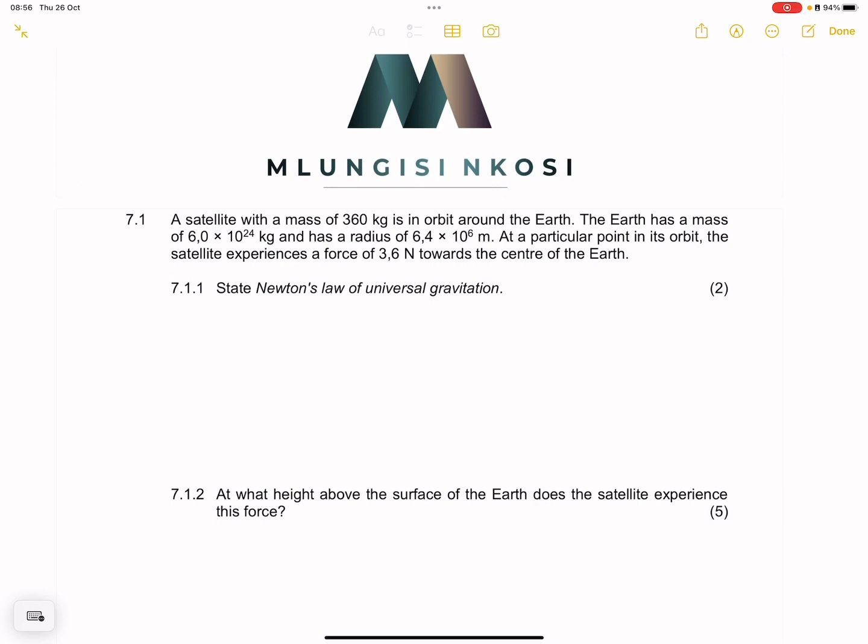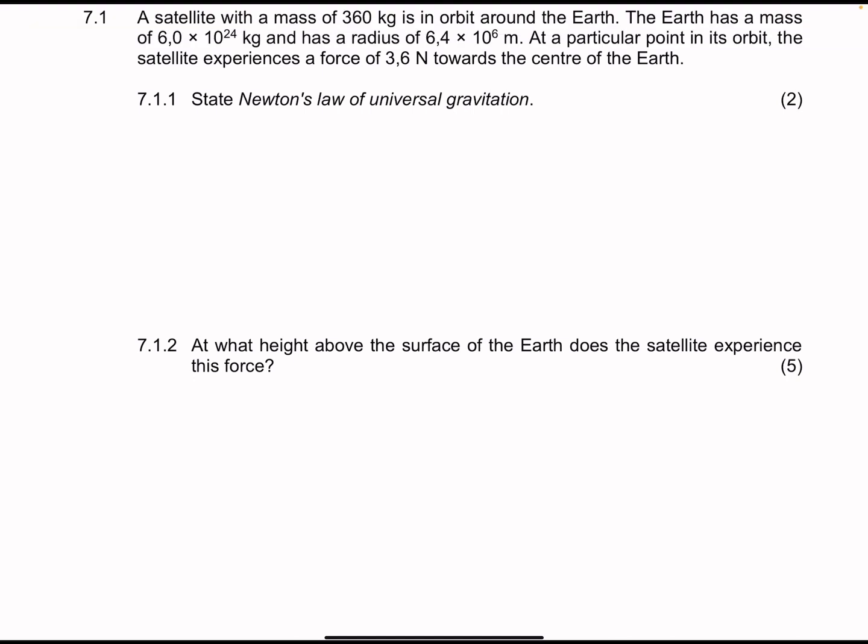All right, let's have a look at question 7. They say we've got a satellite with a mass of 360 kilograms that is in orbit around the Earth. The Earth has a mass of 6 times 10 exponent 24 kilograms and a radius of 6.4 times 10 to the exponent 6. At a particular point in its orbit, the satellite experiences a force of 3.6 newtons towards the Earth, the center of the Earth.